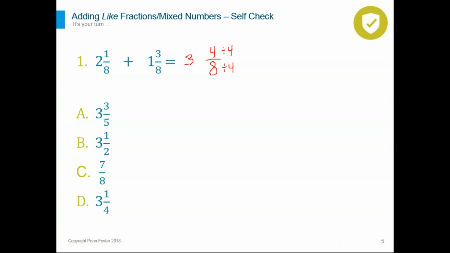Do not divide the 3. Just the fraction. We're trying to reduce the fraction. It equals 3 and 1 over 2. So the answer is 3.5, which is B.